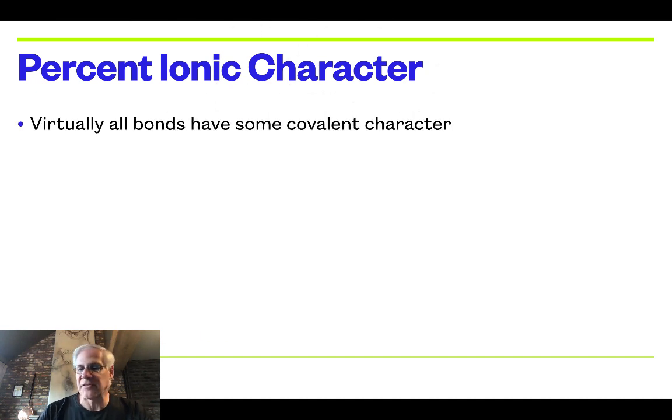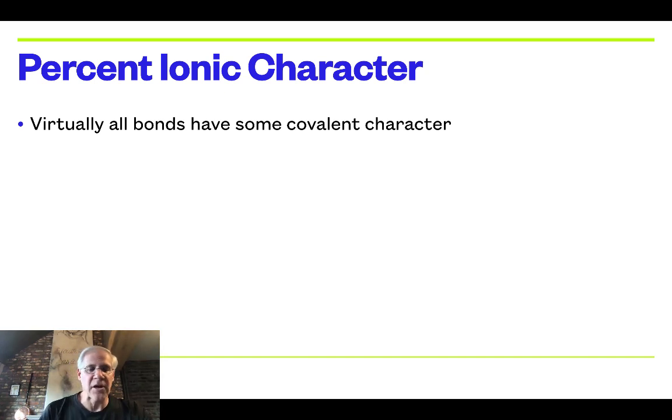Now, that having been said, especially with the ionic bonds where we say the electron has essentially been transferred, something to remember is that virtually all bonds have some covalent character. So even though we have a large electronegativity difference, there's still going to be some sharing truly taking place. We just use that label of ionic to help us understand what's going to happen with that electron and where it spends most of its time.